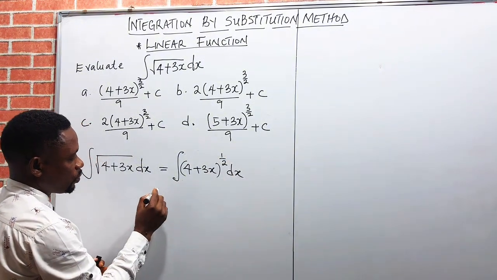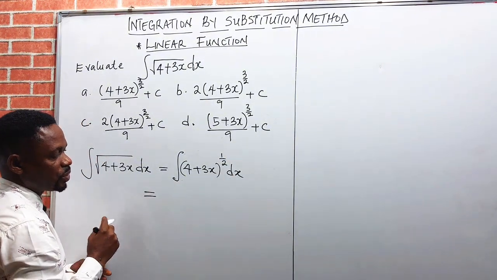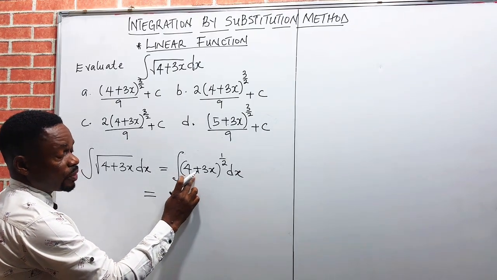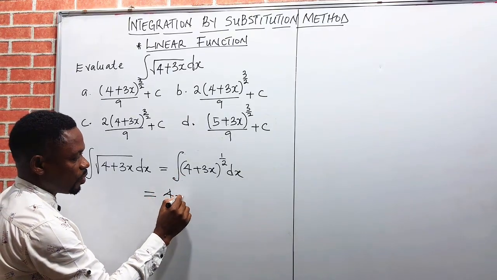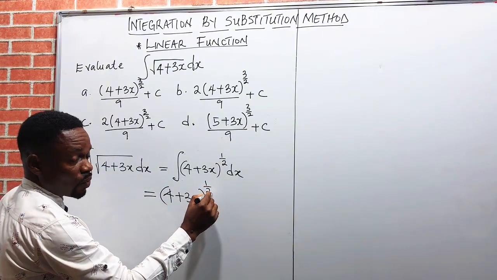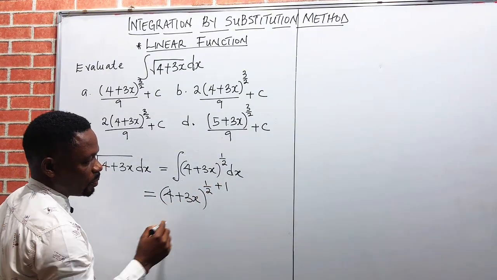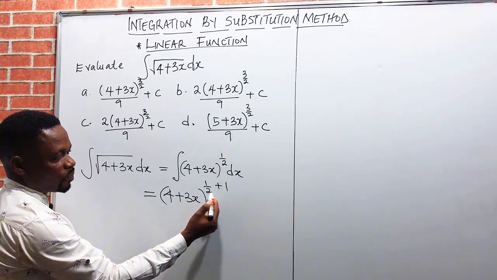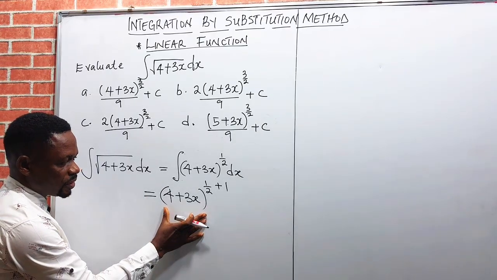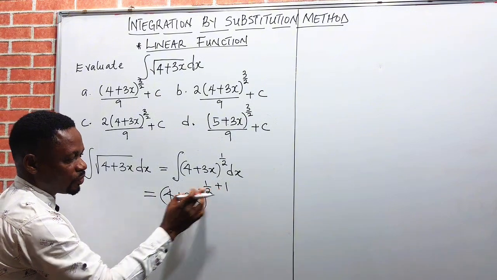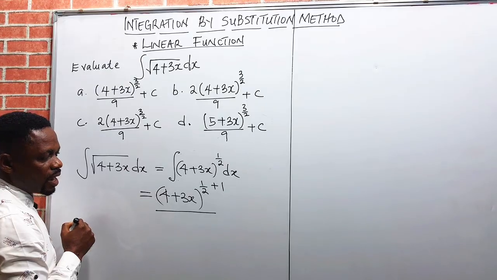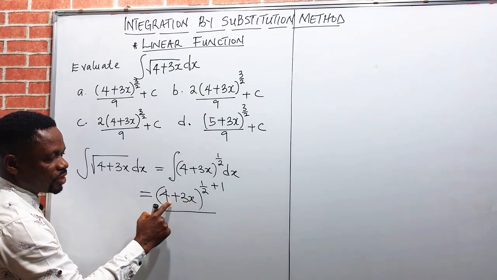We are using the shortcut method. The first thing you do is repeat the question: 4 plus 3x, close the bracket, raise to the power of 1 over 2, then add 1 to the power. This is the general formula for integration: always add 1 to the power. Then introduce over, and now differentiate the base.